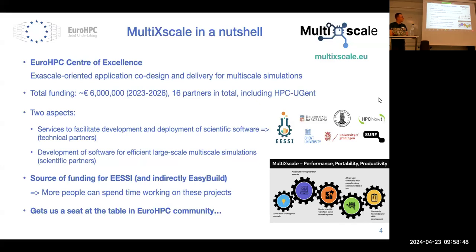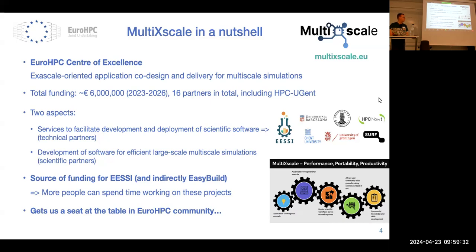And then there's a bunch of other partners involved with the scientific side of the project, which is the development of software for efficient large-scale, multi-scale simulations, which we're not going to go into too much. We're more focused on the technical parts. What this really boils down to is it's a source of funding for the EASY project. So to really make EASY happen the way we envision it, and hence indirectly, to some extent, it's also funding EasyBuild because, for example, Lara and Pedro here in the room are quite new to the community, and they only came into the EasyBuild community through the multi-scale project. So there's definitely some connection there as well.